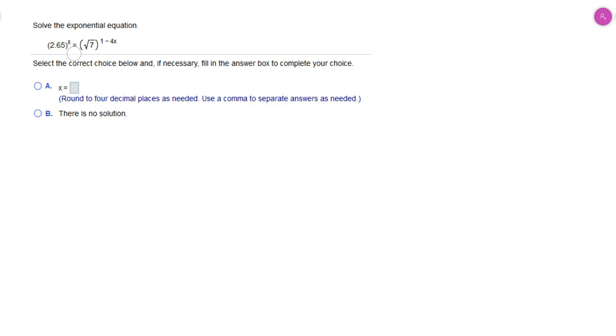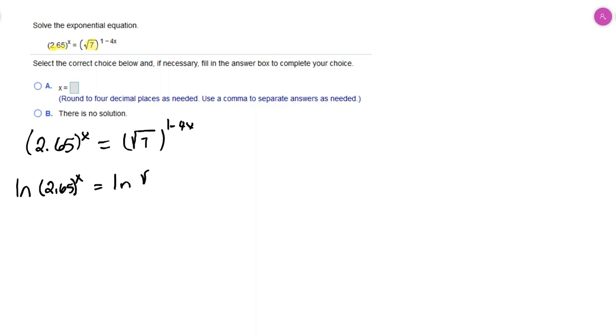This question says solve the exponential equation 2.65 to the x equals square root 7 to the 1 minus 4x. So in this question, we can't use relating the bases to make our bases the same on both sides. So what we're going to do is take the log of both sides. So let me write the original question. 2.65 to the x equals square root 7 to the 1 minus 4x. I'm going to take the log of both sides. That's natural log of 2.65 to the x, natural log of square root 7 to the 1 minus 4x.